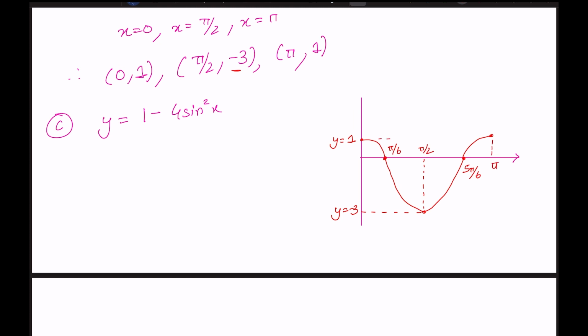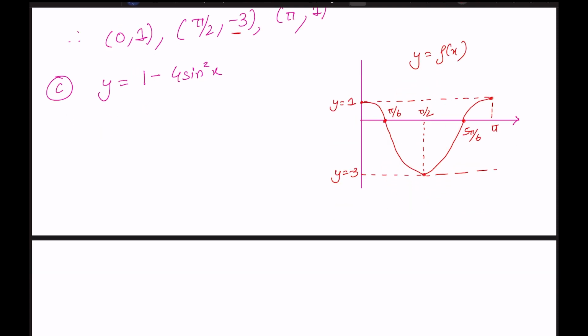So this is the y equals 1 line, and there is a y equals 3 line. This is the curve y equals f(x). Now for y equals mod f(x), the part which is below the x-axis will get reflected above, something like this. So let's try to do it.